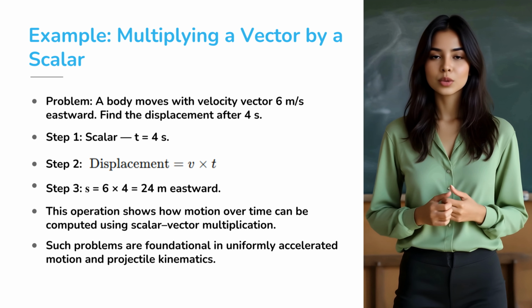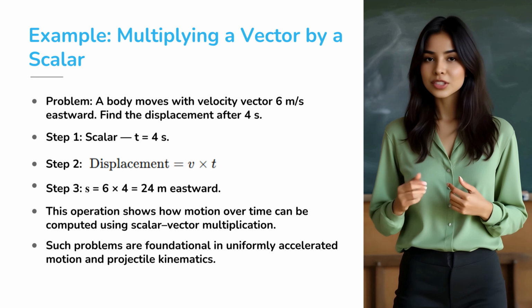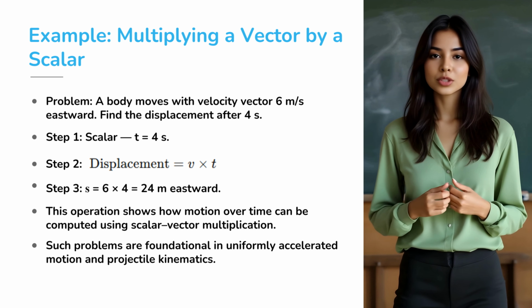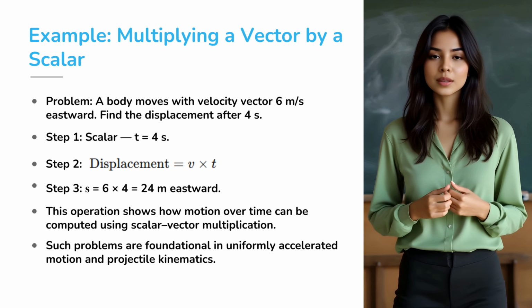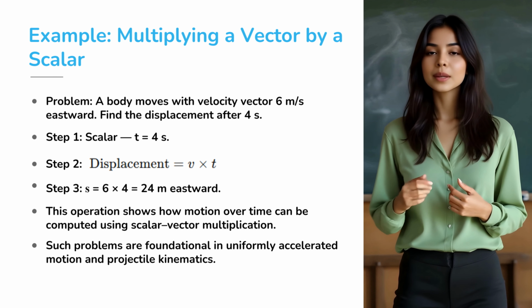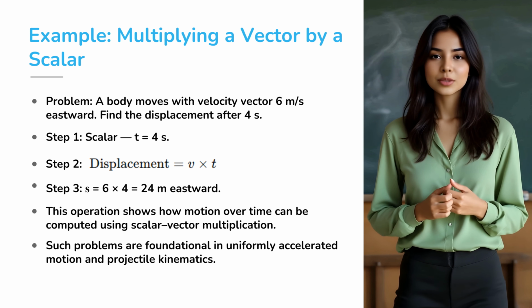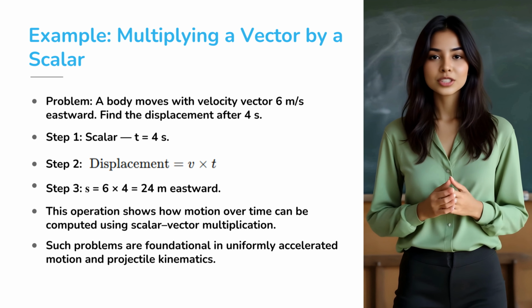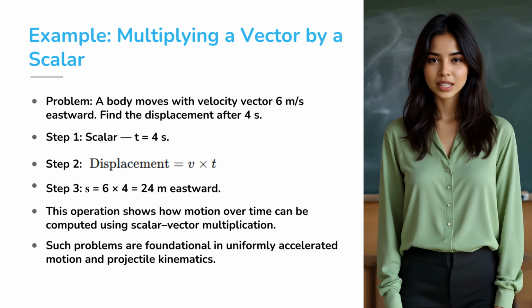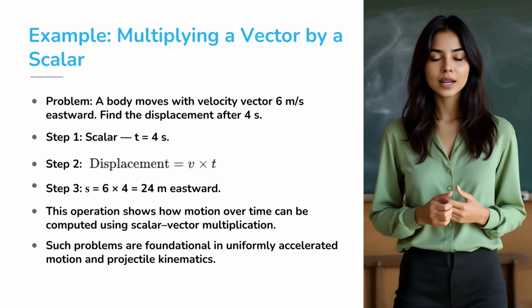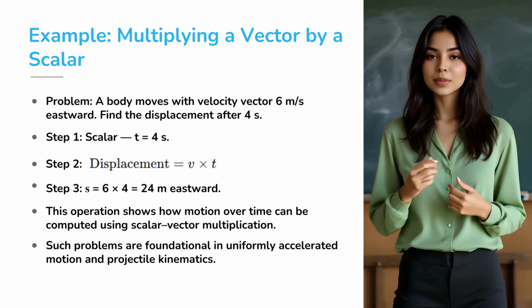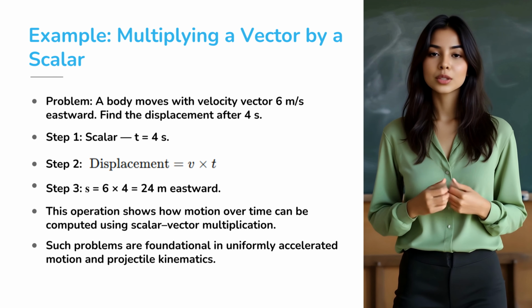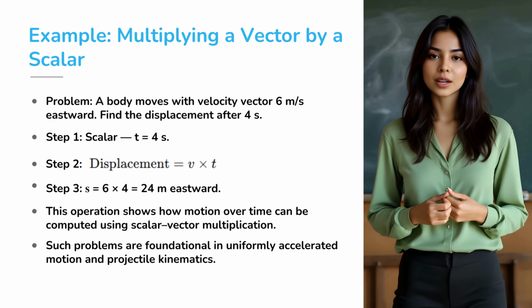Next, apply the rule. Displacement equals velocity multiplied by time. So we do 6 into 4, which gives 24 meters. That's the magnitude. And the direction remains the same, eastward. So the final displacement vector is 24 meters east. This simple multiplication shows how motion in a straight line can be expressed through scalar vector operations. You'll use this method repeatedly in projectile motion, uniform motion, and even in force-based calculations.